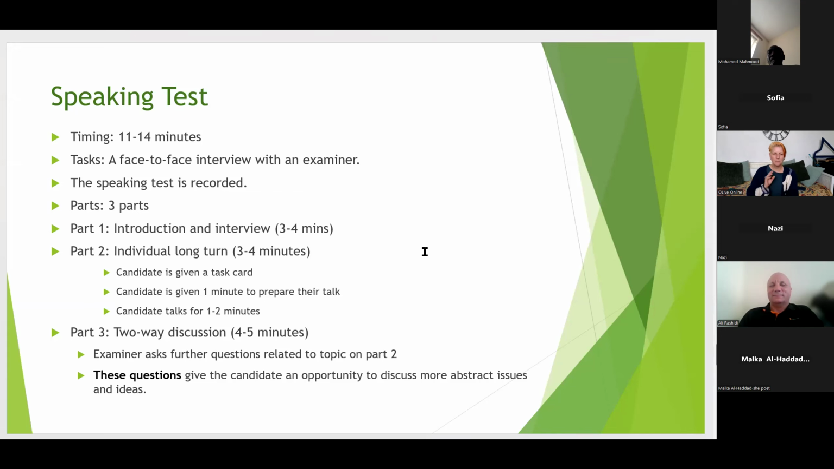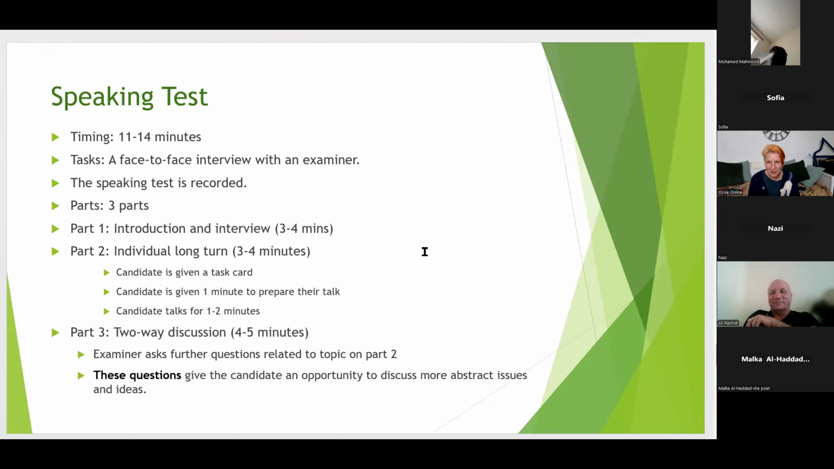Okay, so after the introduction and interview, you are handed a card with a topic on it. It'll be a general topic, maybe about celebrities, maybe about advertisements, maybe about television in the classroom. It could be just about anything. You are asked to take a minute and prepare what you are going to talk about and speak for up to 2 minutes.